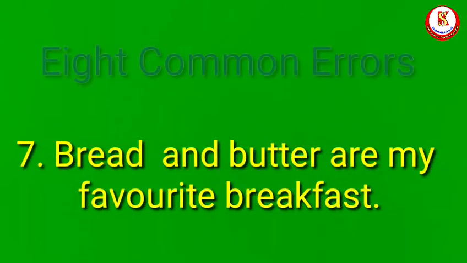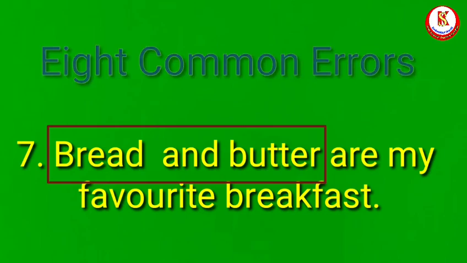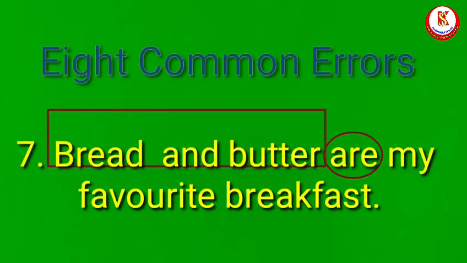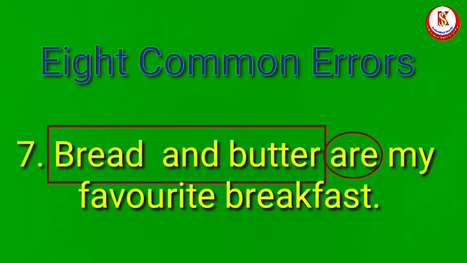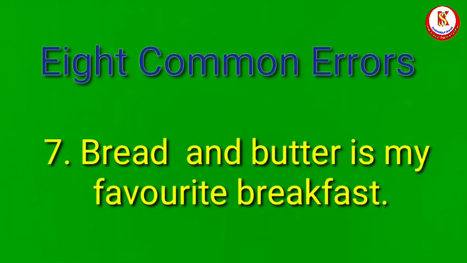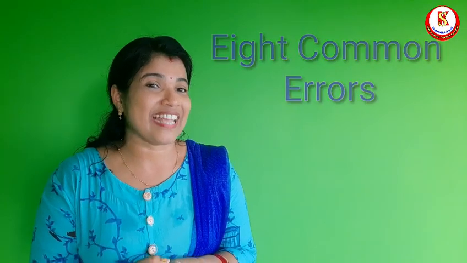Another sentence here: bread and butter are my favorite breakfast. You just mark here. Here we have two things, bread and butter, so we think to use the plural, that is are. But when these two are regarded as a single object, we have to use the singular verb. So what is the correct sentence? Bread and butter is my favorite breakfast instead of are my favorite breakfast. Okay?